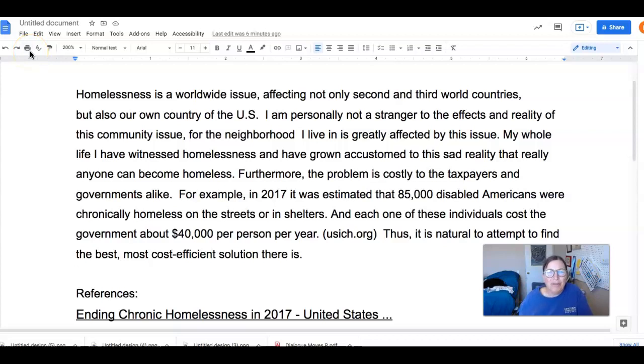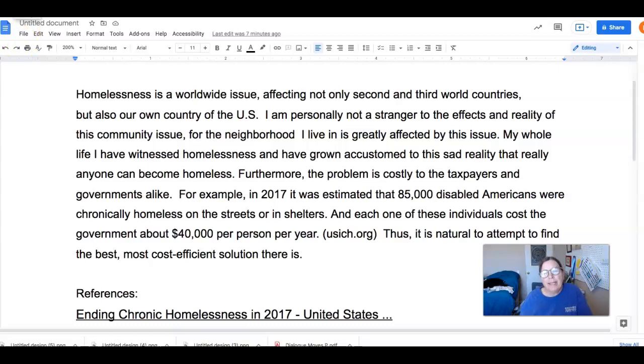Here's the first paragraph we're going to look at. The assignment is to write a paragraph that convinces me, the reader, that this issue the student is going to adopt for their semester project is an important issue. This will be the second paragraph in the final semester project.